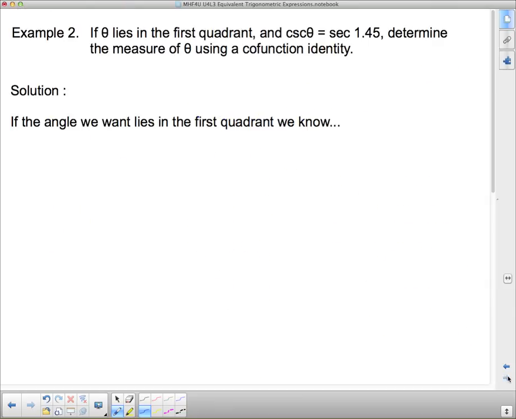Now the last question we're going to do: if theta lies in the first quadrant and cosecant theta equals secant of 1.45, determine the measure of theta using a cofunction identity. So we're going to do this the same way. The angle we want lies in the first quadrant, because it actually tells us that, that's really important. If it's in the first quadrant, we can skip that first step that we had before. We know this whole thing is 90 degrees, so if this is our theta, then this in here is going to be pi by 2 minus theta. So that's where we're going to start.